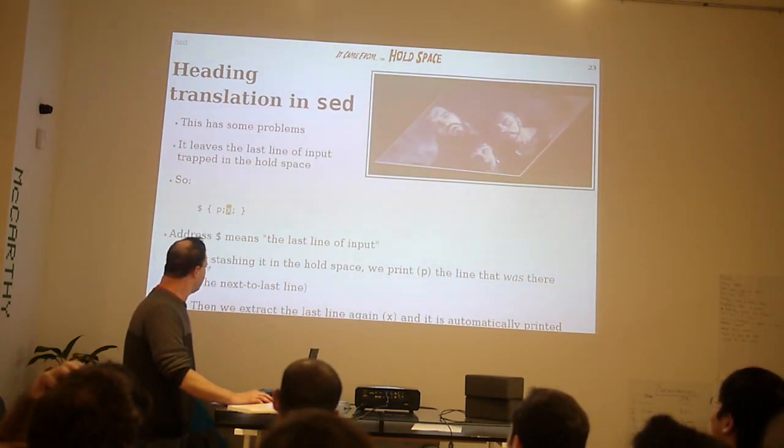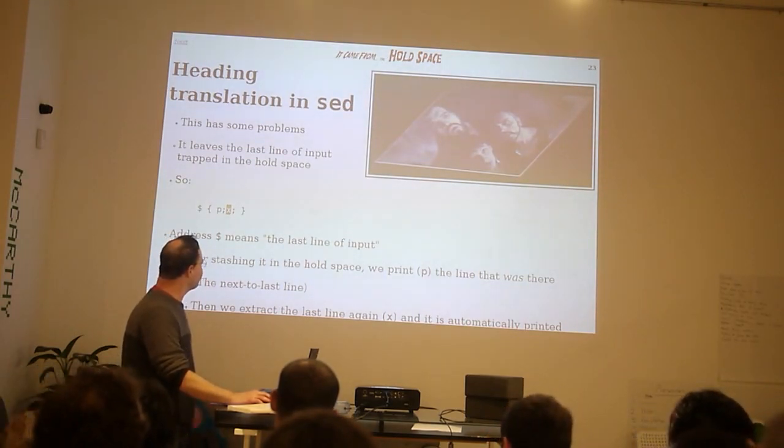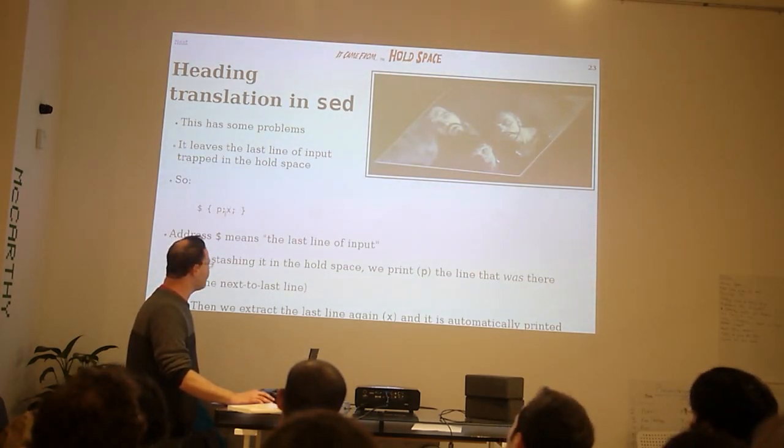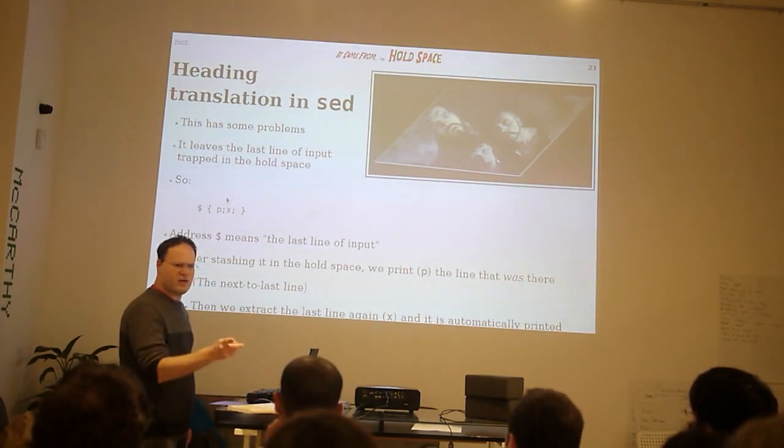You just need an x for that. It needs to be x p x because you want to print what's in the hold space first, and then you want it to print. It certainly seems so. And then the trailing x is totally unnecessary because by that time we've printed the entire input.